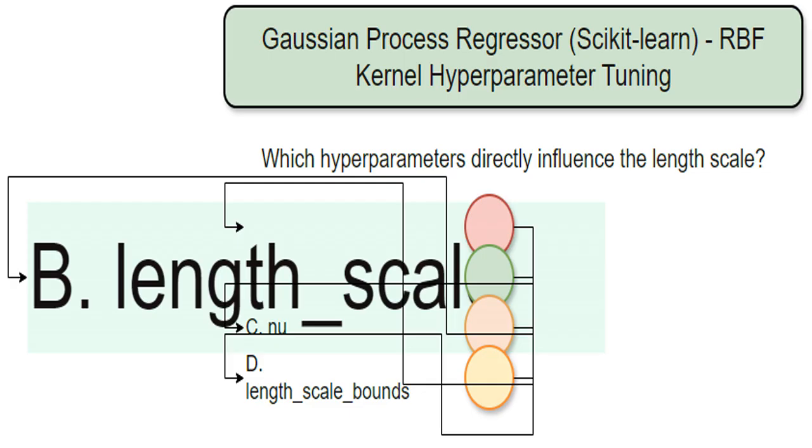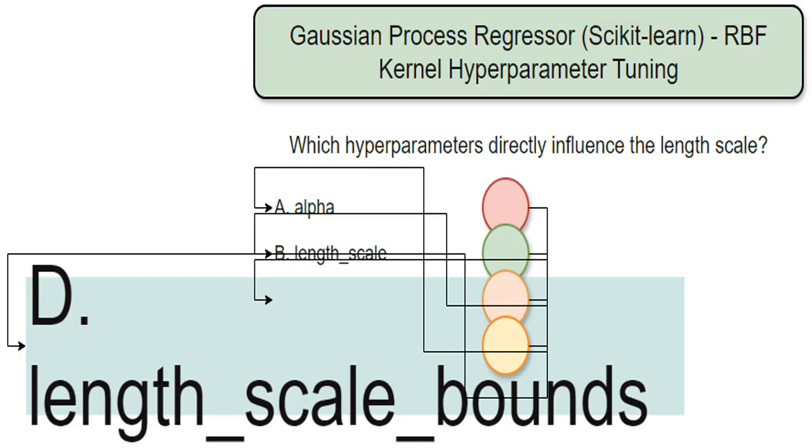The formula shows length_scale squared in the denominator, so a larger length_scale means data points influence predictions over a broader range. A smaller length_scale leads to more local influence and a more intricate model. This doesn't directly set the length_scale. It's more like a guardrail.